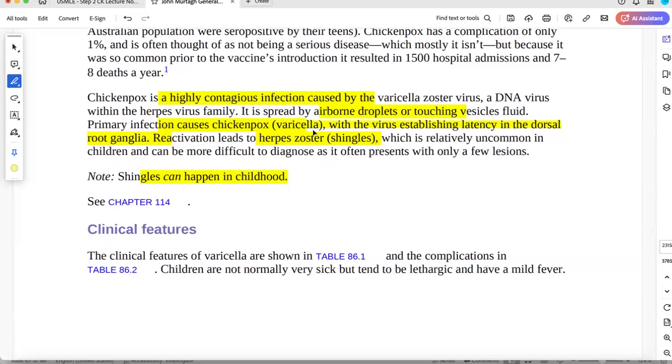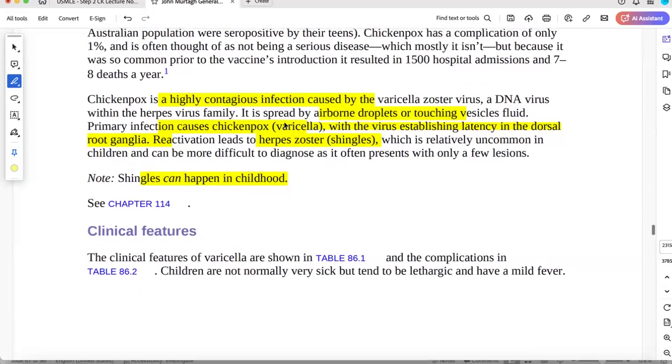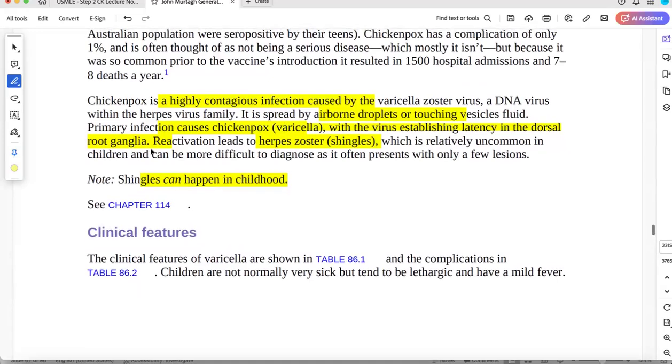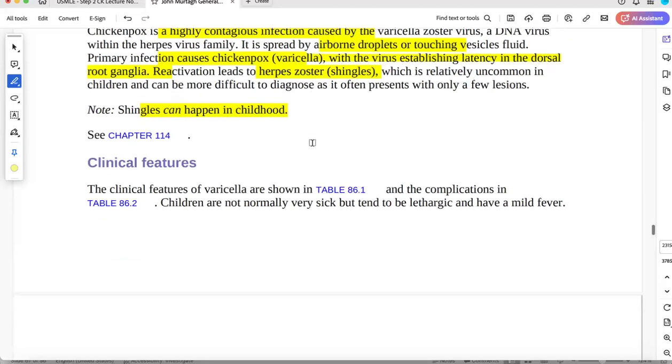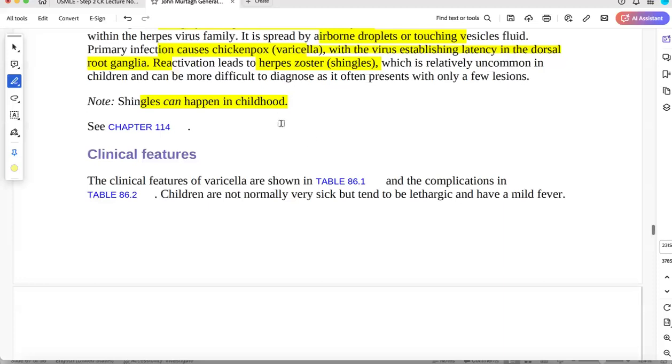And once a patient gets chickenpox, this virus will stay latent in their dorsal nerve root ganglia forever. Sometimes, whenever they are stressed or their immunity goes down, that virus can get reactivated and it can cause another condition called shingles or herpes zoster. Chickenpox is more common in children, whereas herpes zoster is common in elderly patients. But again, shingles can happen in a child.